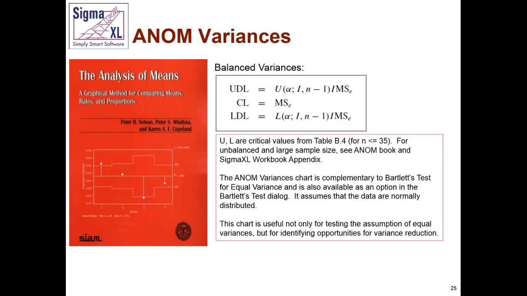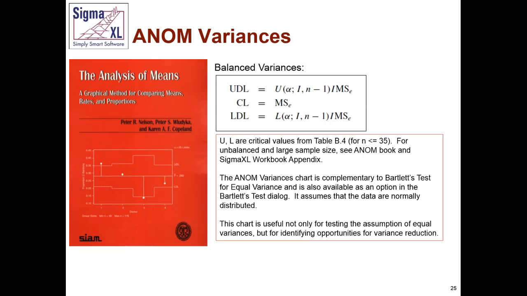Variances. On the variances, of course, the assumption of equal variances is important for an Anova. If the variances are not equal, you would use a Welch's Anova. But in addition, one of the things from a Six Sigma quality perspective is that if I have unequal variances, that's an opportunity for variance reduction.